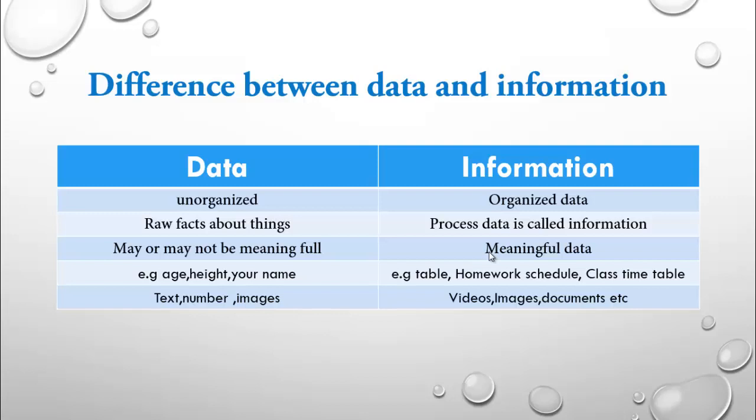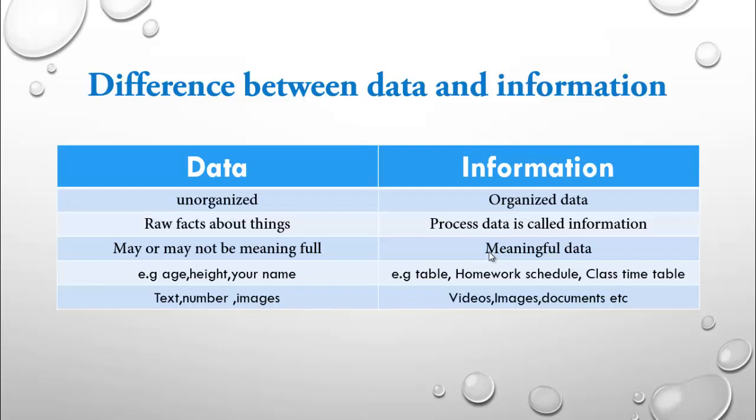Now, on the other hand, what is information? Information is organized data. Organized data means that when you put all that data in a table in Microsoft Excel or in Access in an organized way, then it will become information. In simple words, processed data: when you apply processing on the data, it becomes information. Processed data is called information.